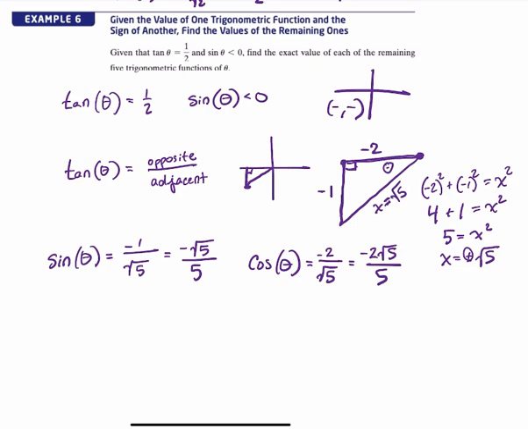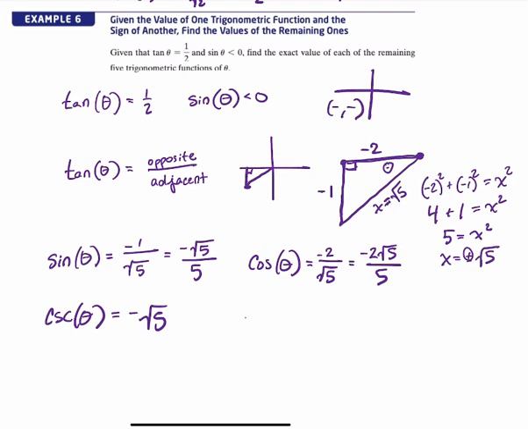The cosecant will be the reciprocal of the sine. Let's just flip this fraction. It should just be negative root 5. We'll get the same result if we flip this one. We'll just have to do an extra step of re-rationalizing.